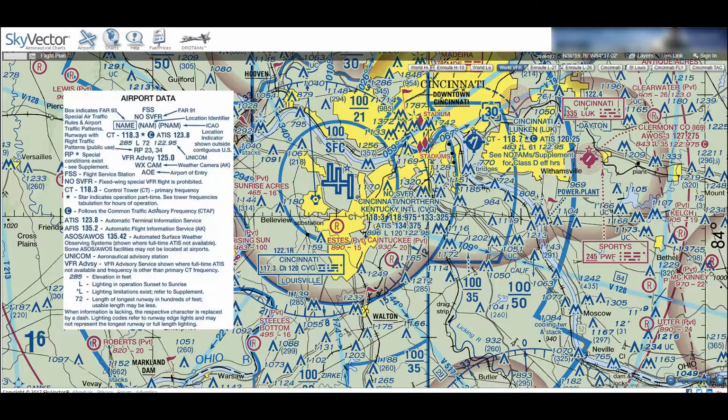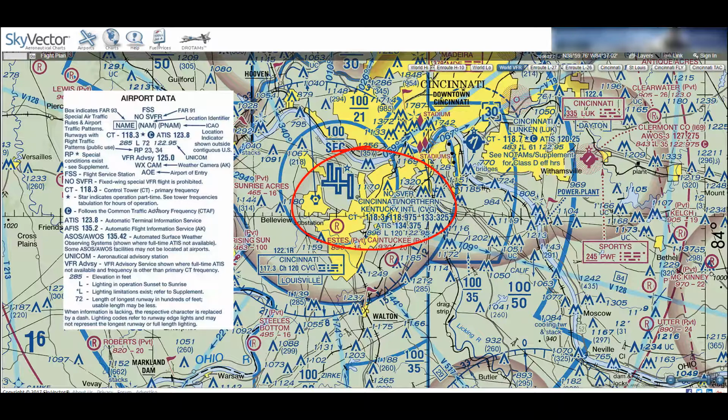The next section of the legend is the airport data section. This is something that you will need to be able to decode for the Part 107 exam, and they are often difficult to read on the map. The legend does a good job of explaining this, so instead of reading it to you, let's decode the information for Cincinnati, Northern Kentucky International.